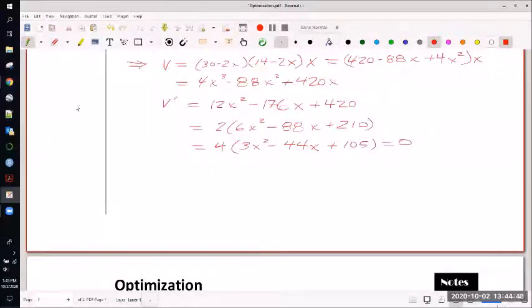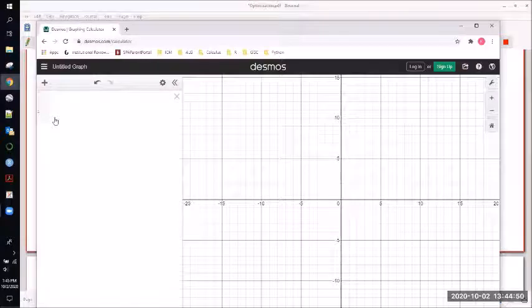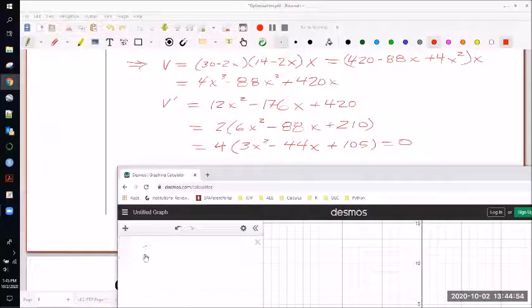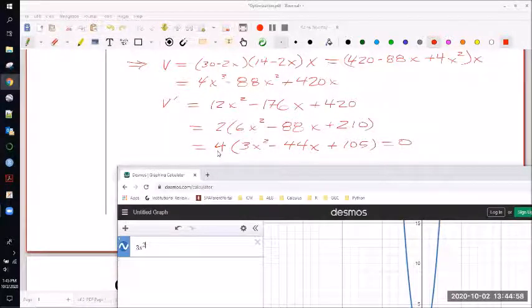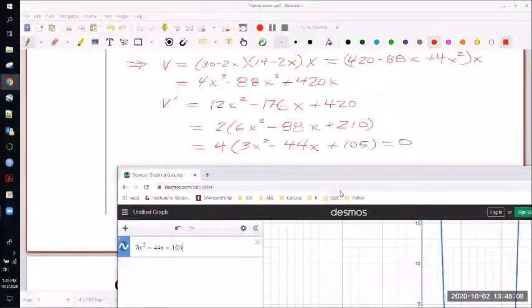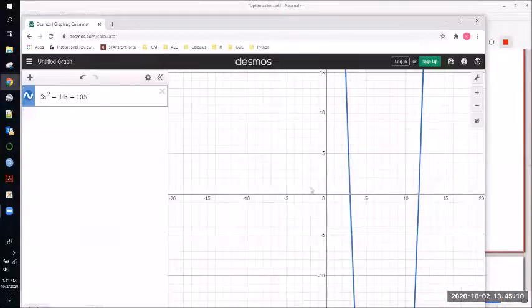Okay, so let's go ahead and just plot this in Desmos. I've got a Desmos window here. I'll go ahead and plot 3x squared. I don't care about the 4 out in front here. I can just divide both sides by 4, and 0 divided by 4 is 0. So I'll just go ahead and plot 3x squared minus 44x plus 105. And then we can just pick out the zeros here. We see there's one here at x equals 3, and another one here at x equals 11.667.